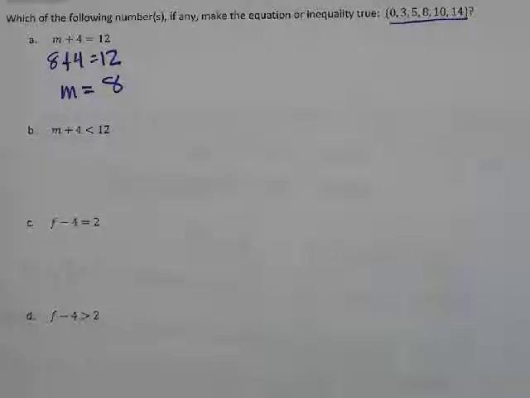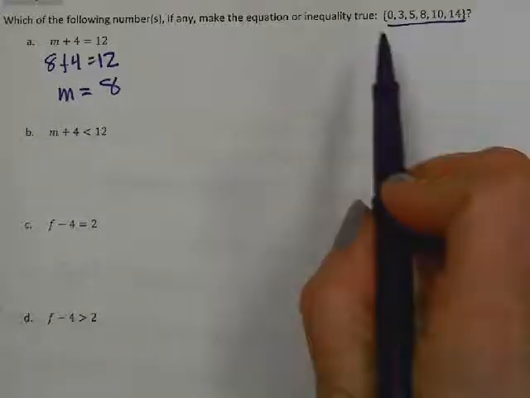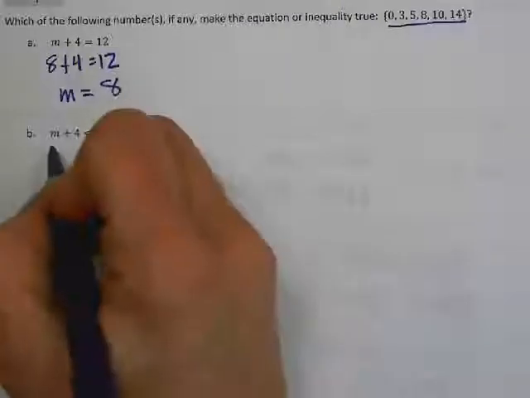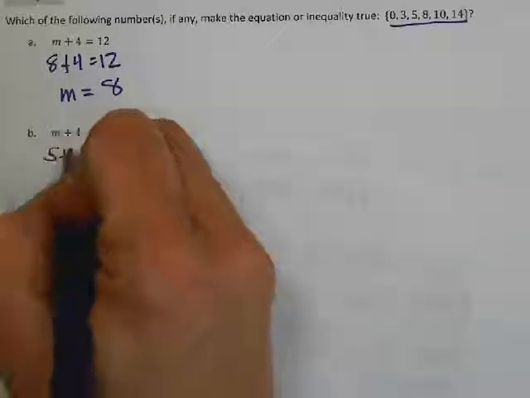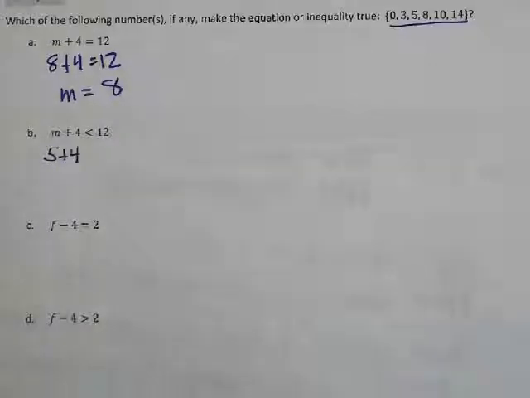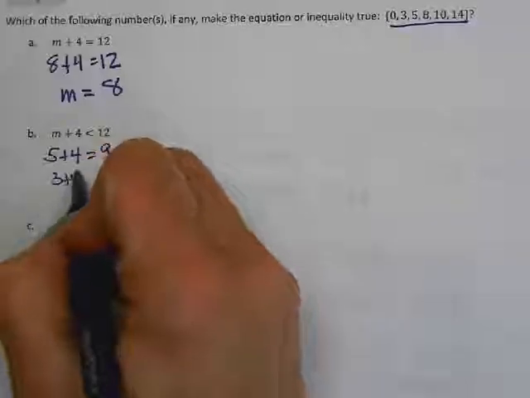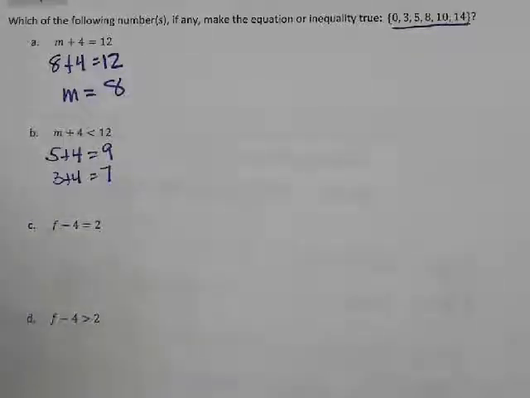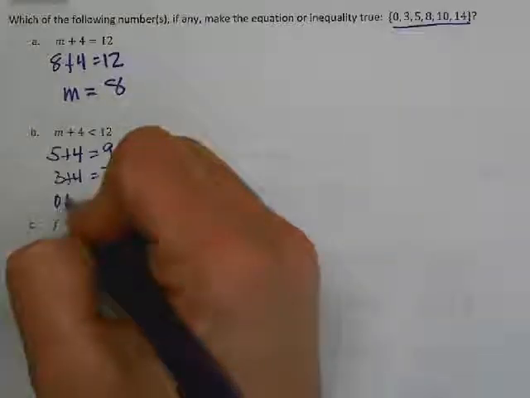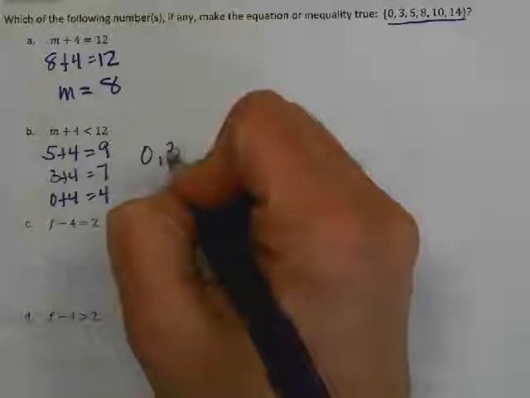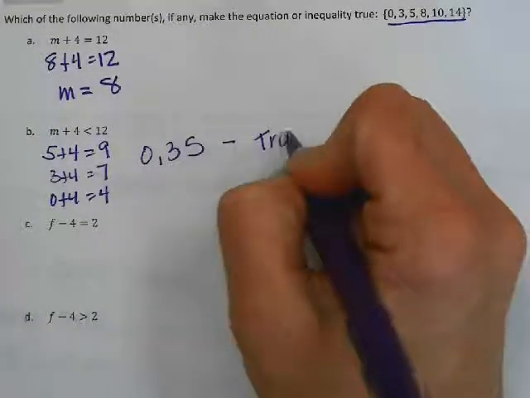Letter B says M plus 4 is less than 12. So I want to see which of these could apply if M plus 4 is less than 12. Well, I know 8's not going to work because 8 plus 4 is 12. But I could try 5. 5 plus 4 is 9. So I know that's going to be less than 12. 3 plus 4 is 7, so that would work because that's less than 12. And 0 plus 4 is 4, so that's less than 12. So my possible answers there are 0, 3, and 5 would all make the number sentence true.